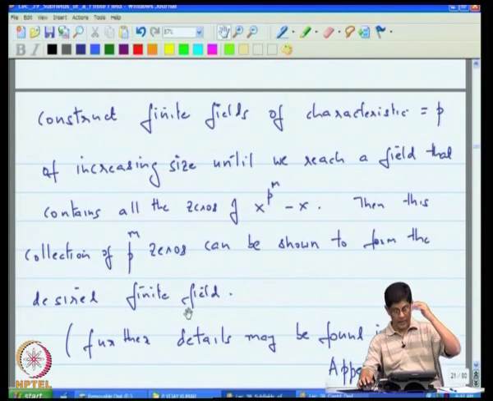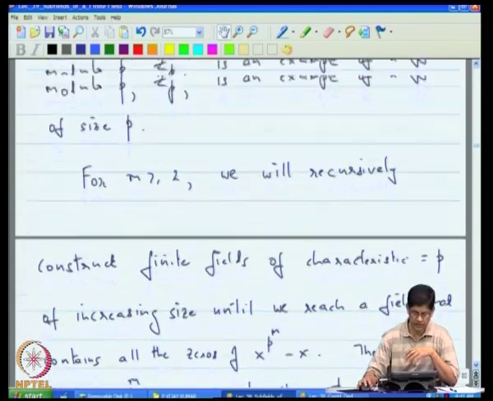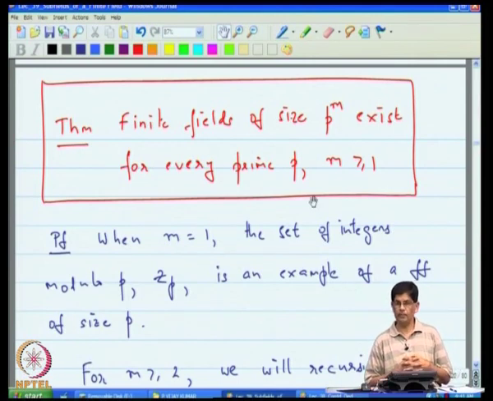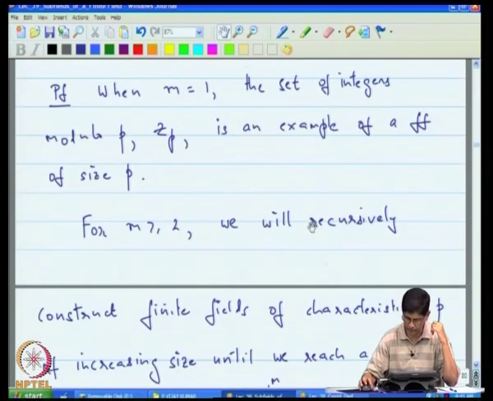Then it turns out that the collection of p to the m zeros of this polynomial form the desired finite field. There is a little bit more to it than that. How exactly do you build finite fields of increasing size is covered in the appendix, so we will skip that. For us, it suffices to know that finite fields can only exist when they are of size p to the m, and if you give me a size p to the m, then I know that there exists a finite field of that size. That is what this theorem says.